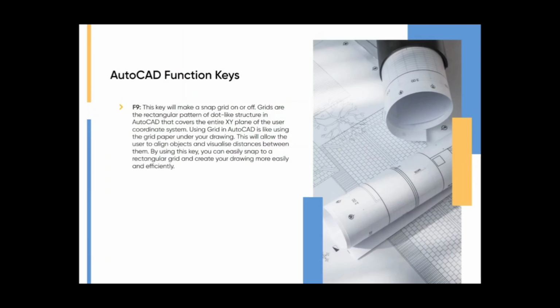F9. This key will make a snap grid on or off. Grids are the rectangular pattern of dot-like structure in AutoCAD that covers the entire XY plane of the user coordinate system. Using grid in AutoCAD is like using the grid paper under your drawing. This will allow the user to align objects and visualize distances between them. By using this key, you can easily snap to a rectangular grid and create your drawing more easily and efficiently.